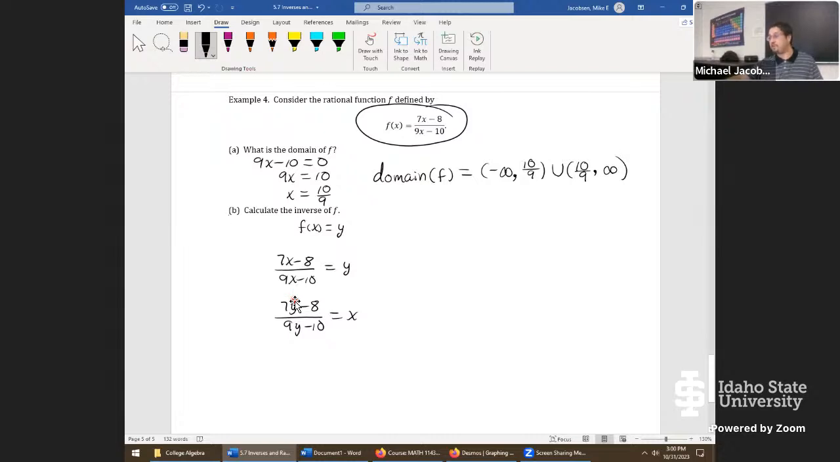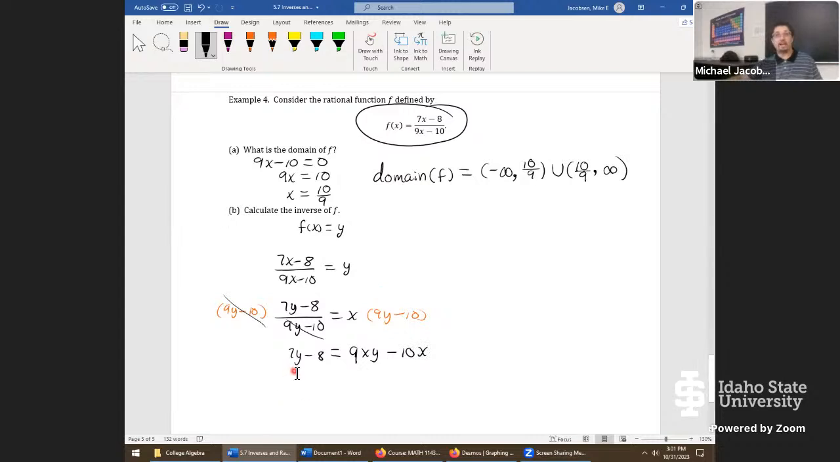And if there's a denominator in the formula, best to just clear that denominator. So let's multiply both sides by 9y minus 10. On the left-hand side, there's an immediate cancellation, and it's just 7y minus 8. On the right-hand side, we can start by just distributing x through that group to get 9xy minus 10x.